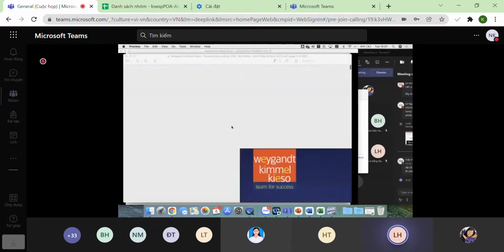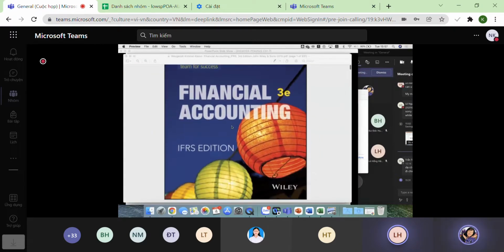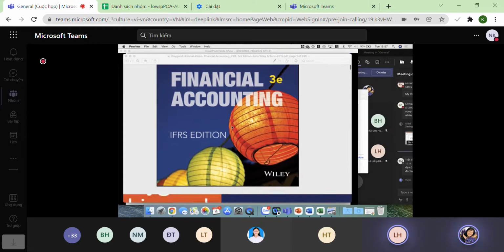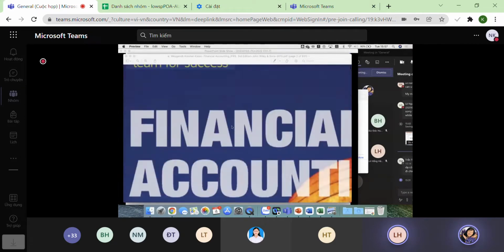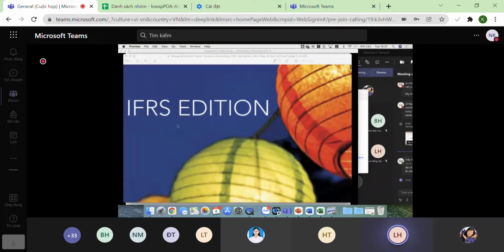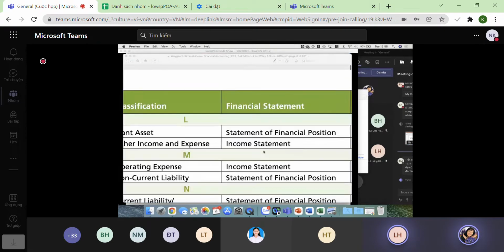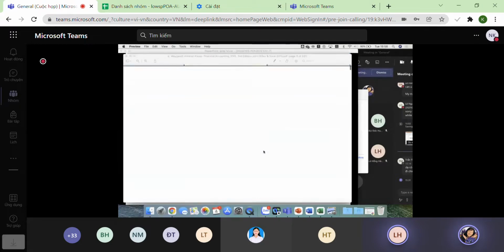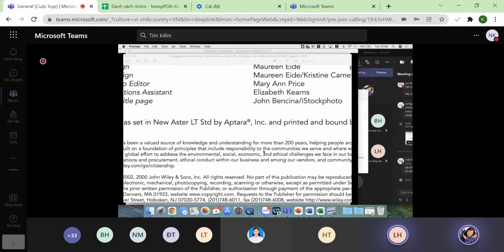The name of this book, they say, IFRS edition. So in here, mainly they just use IFRS to explain something they present in this book. And in the content, they just mention a little bit about GAAP.